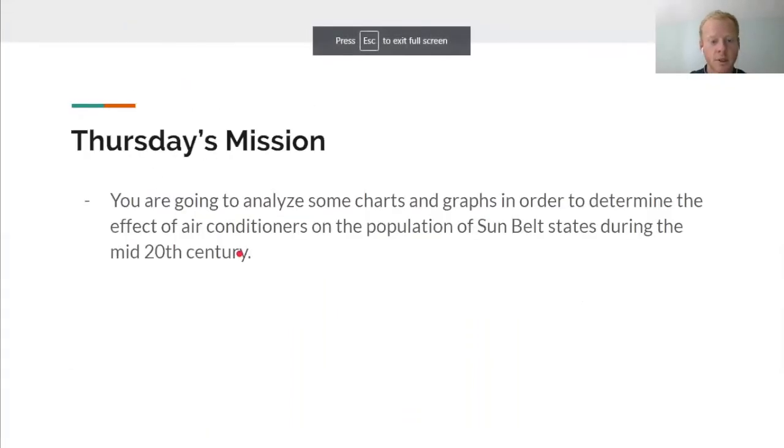So what you guys are going to do for Thursday's mission is do that by yourself. You're going to analyze some charts and graphs in order to determine the effect of air conditioners on the population of Sunbelt states during the mid-20th century. So what is the relationship between these air conditioners and the population of people living in southern states?